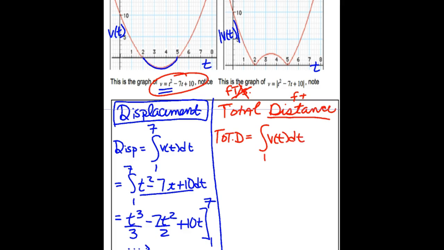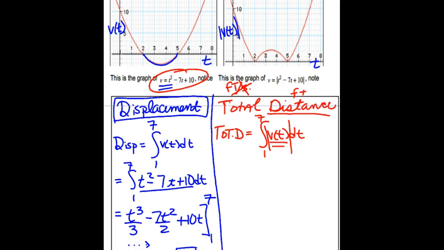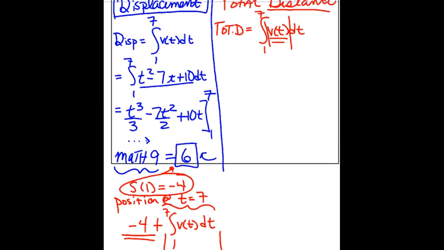And again, I'm on a time interval from 1 to 7. But the difference here being every time I was moving backwards and my velocity was negative, I want it to be counted as positive. So that's why I put the absolute value bars on there. And if I'm allowed to use my graphing calculator in my Math 9, which most of the times you are for this one, then you're just going to go to your calculator, you're going to integrate from 1 to 7, t squared minus 7t plus 10, absolute value, so you have to use your Math num option, and it's going to give you a 15.